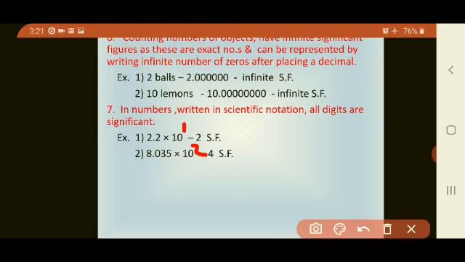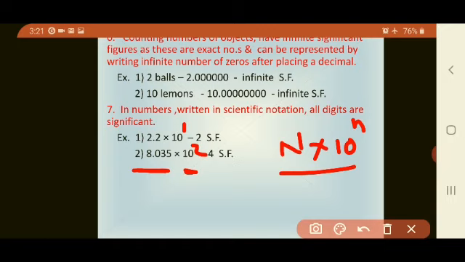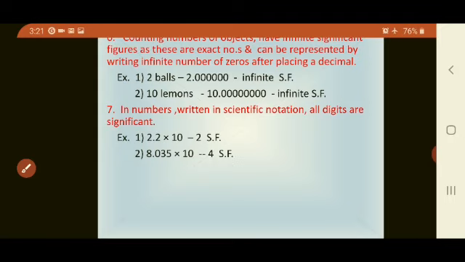In such numbers, the powers of 10 are not considered significant figures, but only the numbers given before that, that is the N value. We have already seen 10 to the power n. This is how scientific notation is written. So the digits present in this N are considered significant figures. In the first example it is two significant figures, and in the second example 8035, all four digits are considered significant figures.